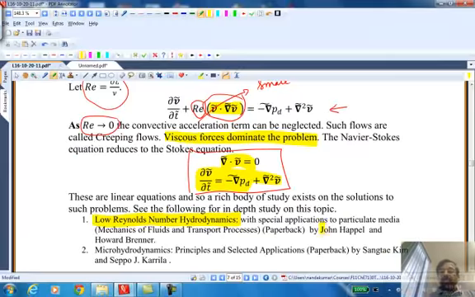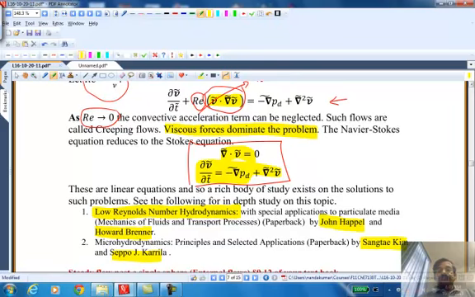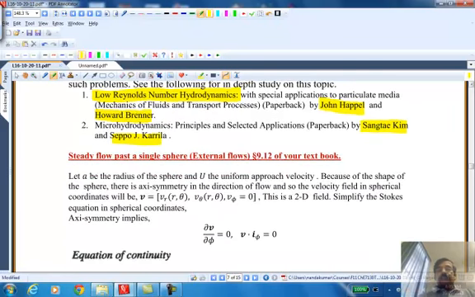There are two excellent books. One is by Happel and Brenner. I think all of them are chemical engineers. The other one is by Kim and Karrila, Microhydrodynamics. The entire book is devoted to solutions of these two equations in the creeping flow limit. This is called the creeping flow limit, or the zero Reynolds number limit. Any questions on that?